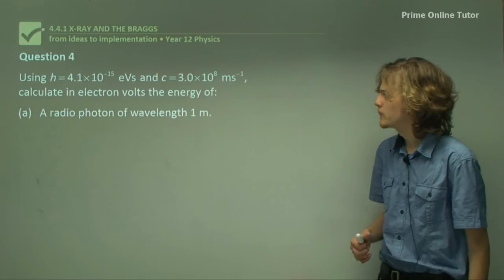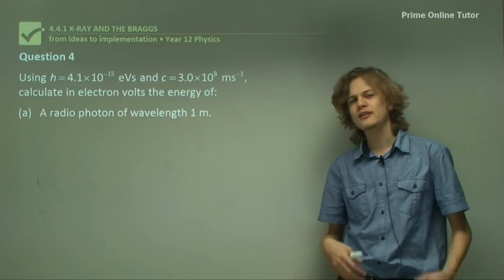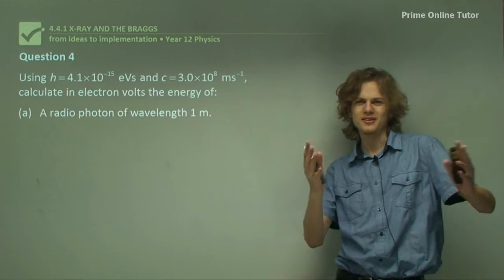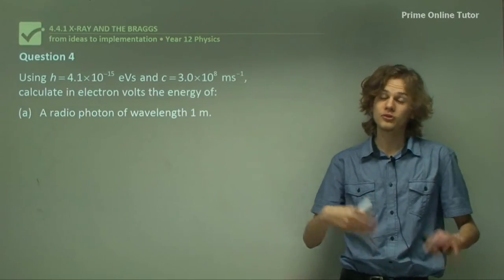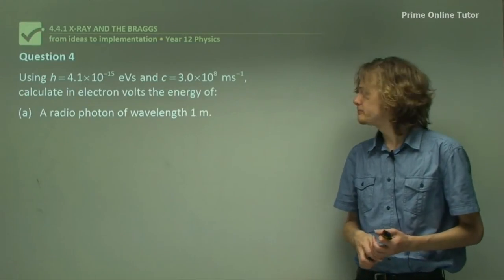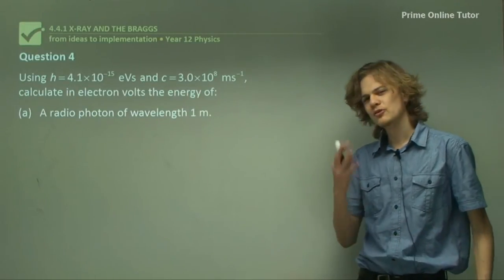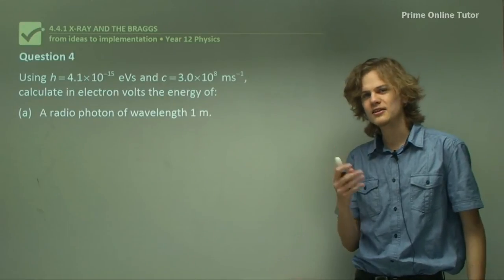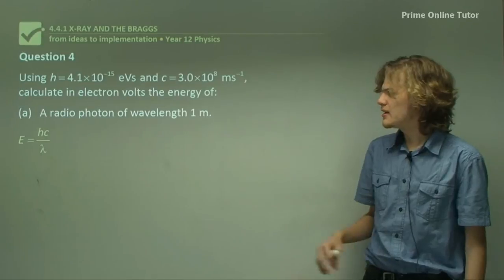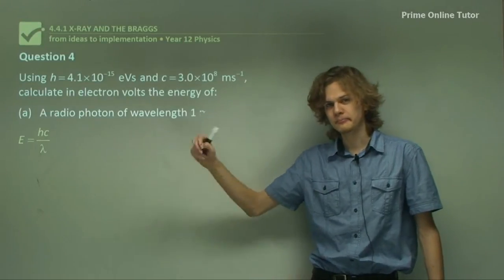Question 4. Using these constants, calculate the energy of a radio photon of wavelength 1 meter. So we're going back to radio for a bit, but we're still working with electromagnetic radiation, so it's the same sort of physics. All right, now let's see if we can remember our formula for the energy of a photon. It looks something like this. E equals hc on lambda.